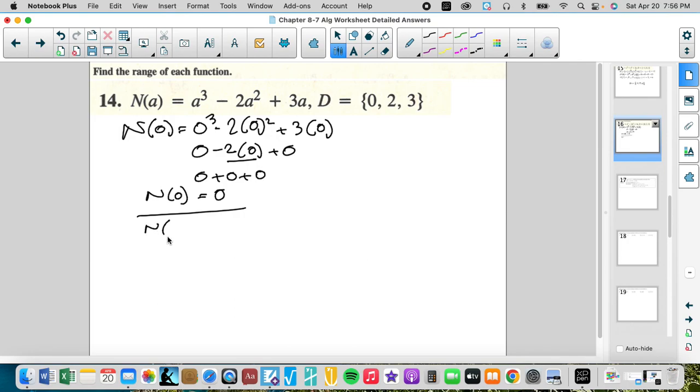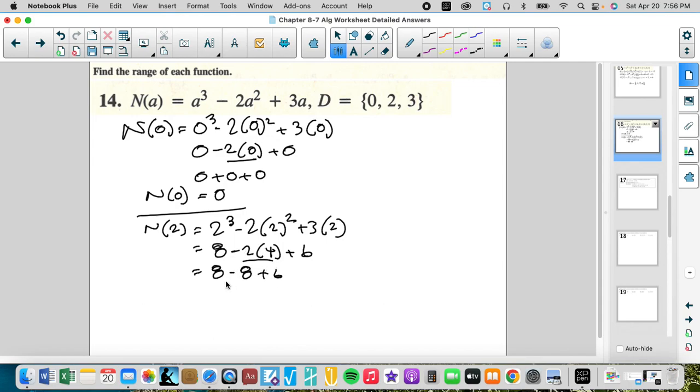N of 2 equals 2 cubed minus 2 times 2 squared plus 3 times 2. So that equals 8 minus 2 times 4 plus 6. We have to do this multiplication. Don't do 8 minus 2. Students will make that mistake. Minus 8 plus 6, which equals 6. So n of 2 equals 6.